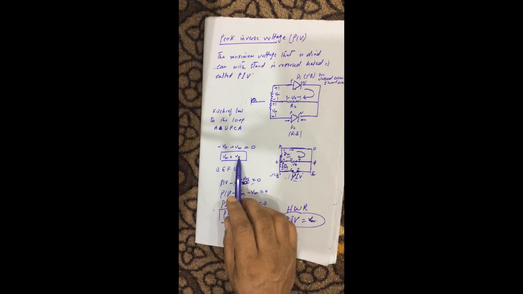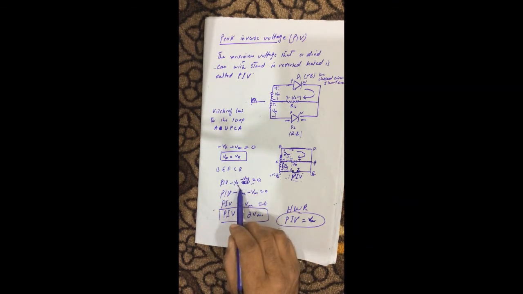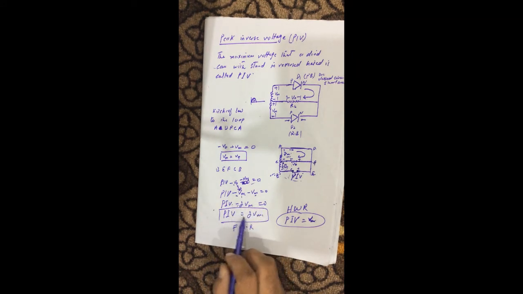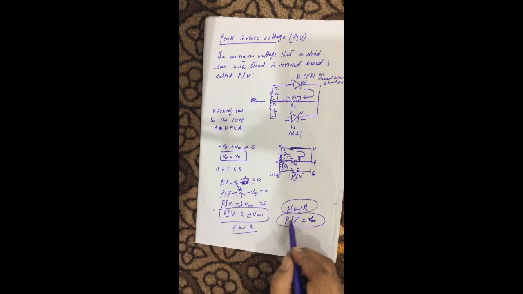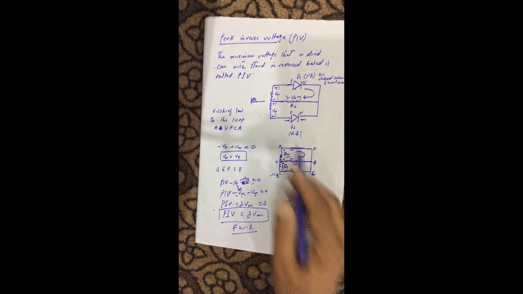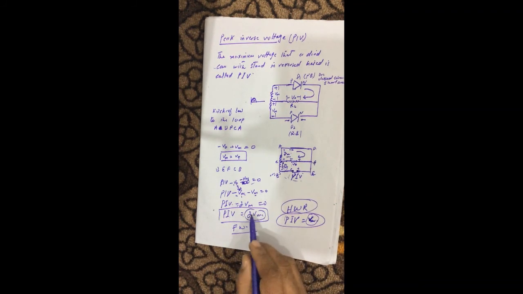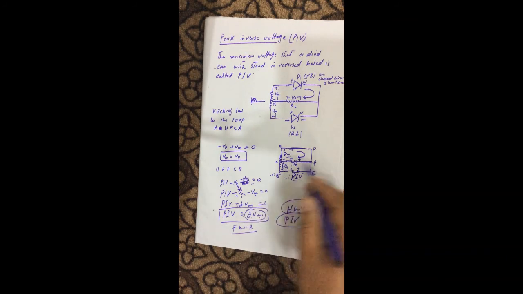But the V0 value is Vm. So I put the V0 value here, which is Vm, and Vm itself. So PIV minus Vm minus Vm, which is PIV minus 2Vm, is equal to 0. PIV is equal to 2Vm. This is for the full wave rectifier. While for the half wave rectifier, the PIV value is Vm. So it means that in a half wave rectifier, we need a lower voltage rating to operate the circuit, while in the full wave rectifier, we need a maximum value, 2Vm, to operate this circuit.